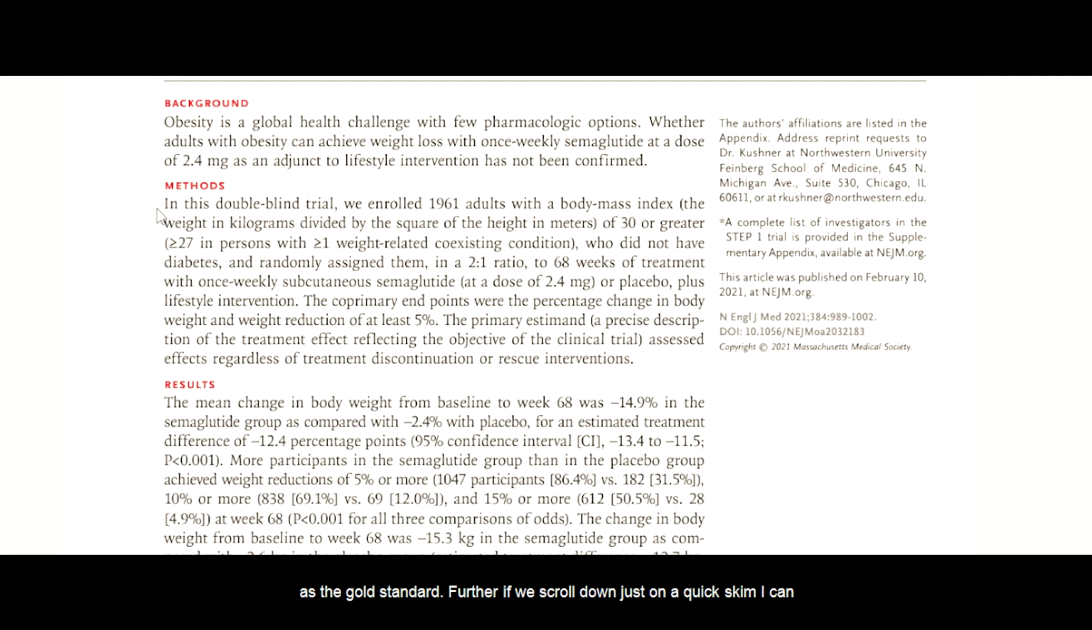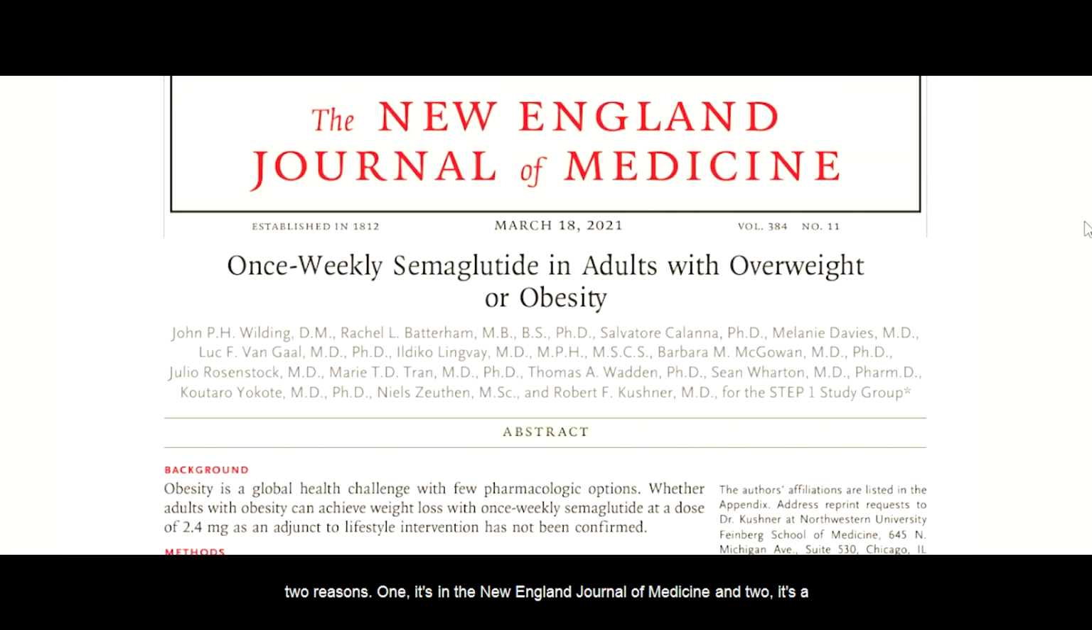Further, if we scroll down, just on a quick skim, I can see that this trial is a double-blinded trial with quite a significant amount of patients in there. Again, reaffirming the quality and robustness of this trial, where randomized control trials are also considered the gold standard. So before we've even started, I can tell this is going to be quite a robust study for two reasons. One, it's in the New England Journal of Medicine, and two, it's a randomized controlled trial with a significant amount of patients.